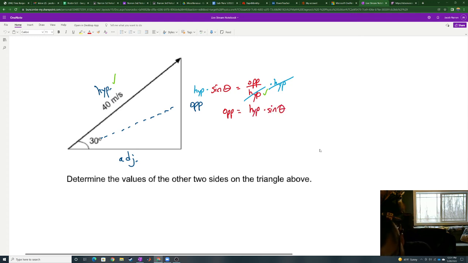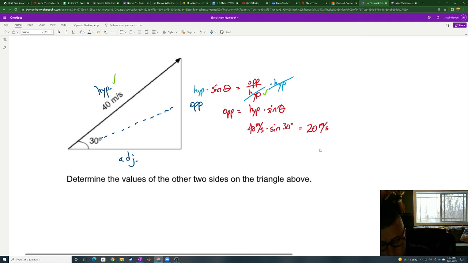So my hypotenuse for this problem is 40 meters per second times sine of theta. Theta in this case is 30 degrees. By the way, in this class, make sure your calculator is in degrees. Check to make sure your calculator is in degrees. I'm checking mine right now. Yeah, no, I'm in radians. I'm glad I checked. So I'm in degrees now. So I'm doing 40 times sine of 30, and I get 20. Technically, it'd be 20 meters per second if you care, but there you go.